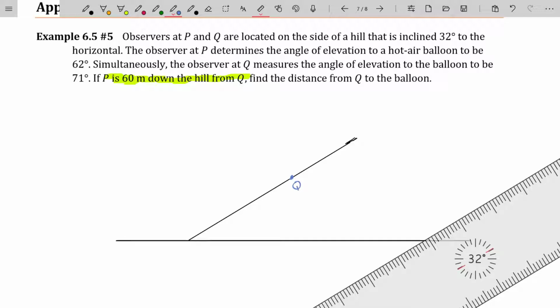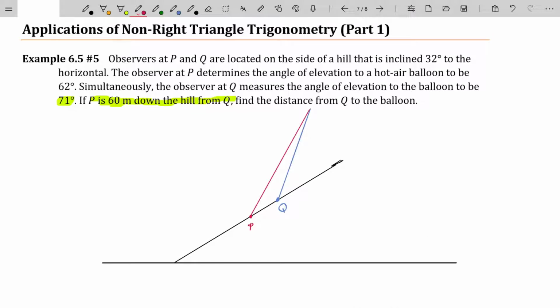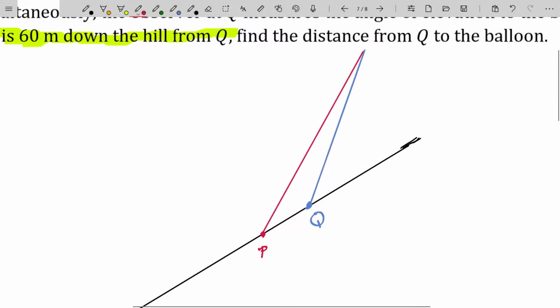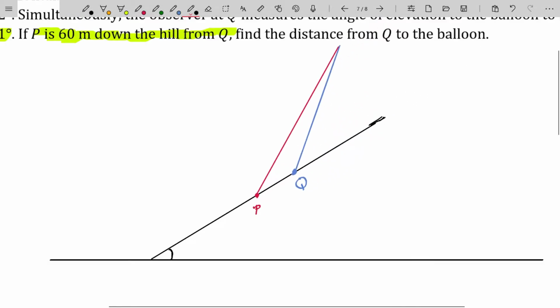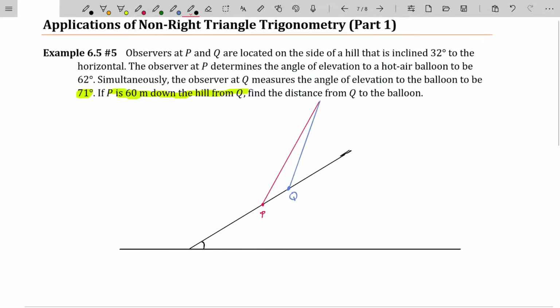And the angle of elevation from Q to the balloon is 71 degrees. That's this piece right here. And the angle of elevation for observer at P to the balloon is 62 degrees. And so there's a lot going on here. I just want to kind of highlight the big deals. So the angle that the incline is 32 degrees.